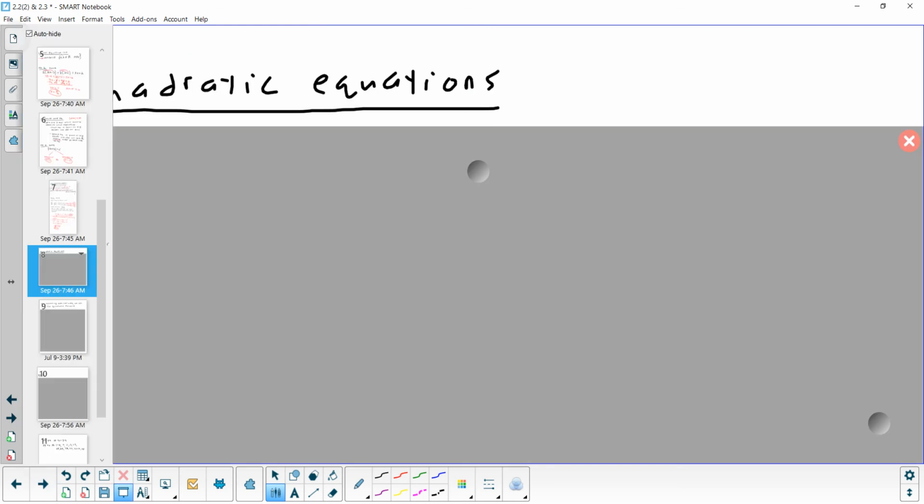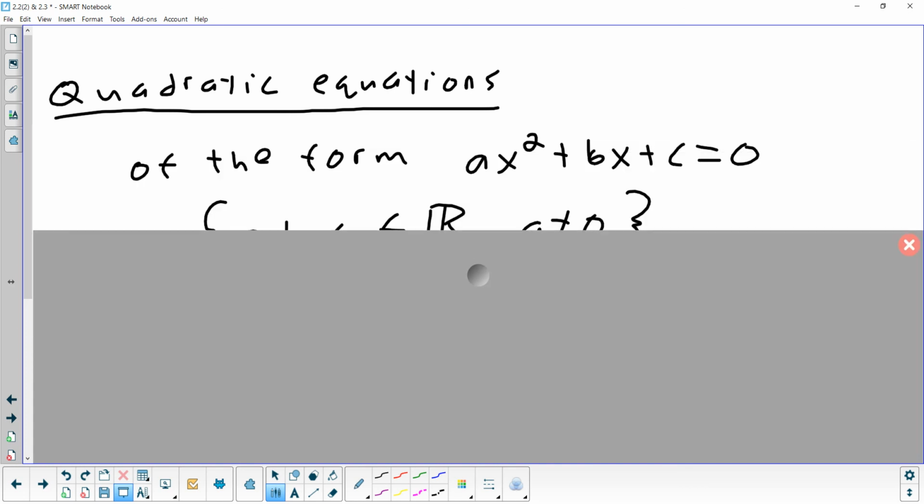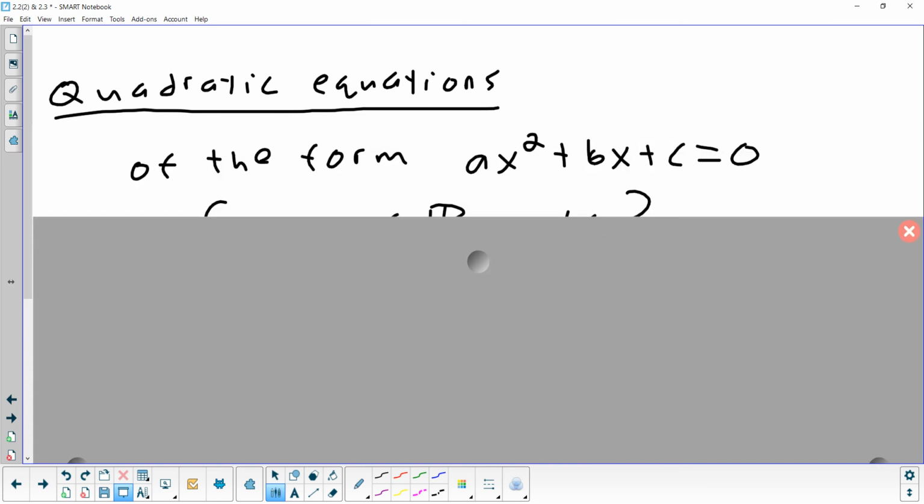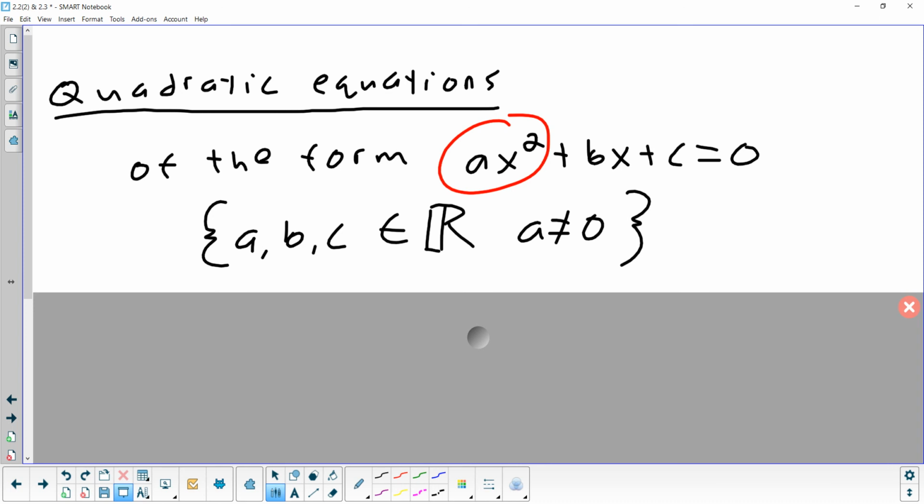The last thing we're going to take a look at is quadratic equations. So quadratics basically add in one more term. Instead of just bx plus c, now you have this term in front. The a, the b, and the c can be any number that you want. That's why I said a, b, and c are elements of the real numbers, except a cannot be 0. Why not? What would happen if a was 0?